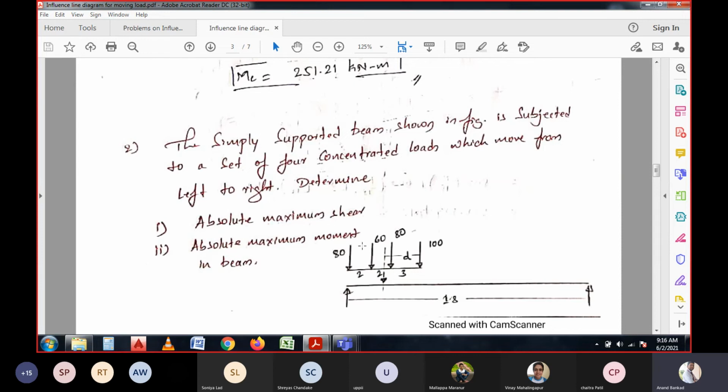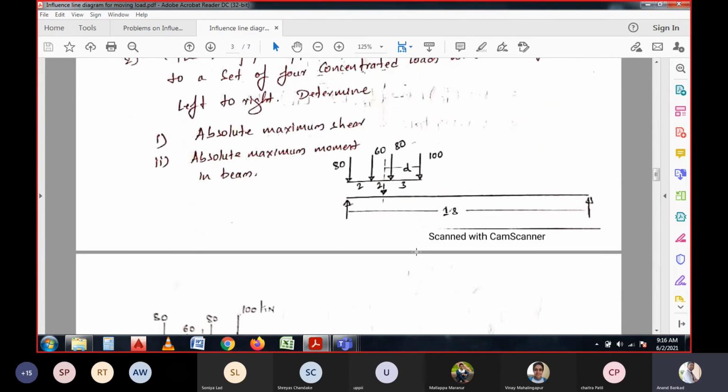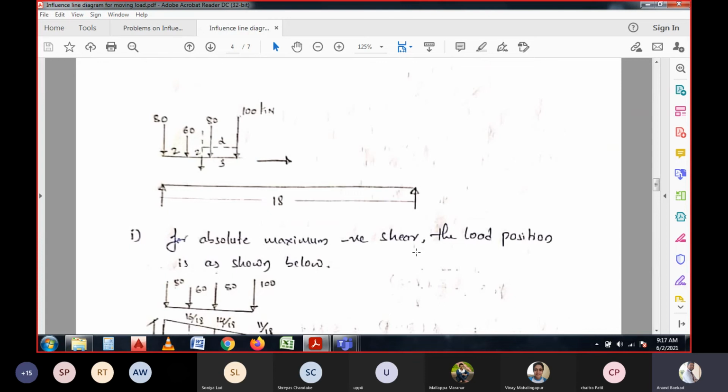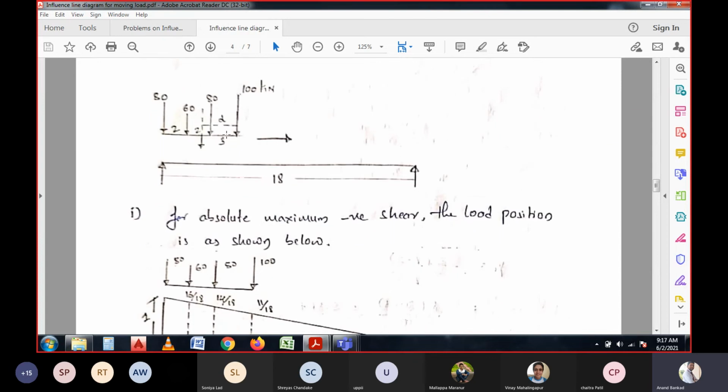So in this question, we need to understand that we are not aiming to calculate at any section. That is the only difference in this problem. Once we start the problem, we carry out the further calculations. So there is an 18-meter span with two supports on either side, and the arrow direction shows the movement of the loads from left to right.